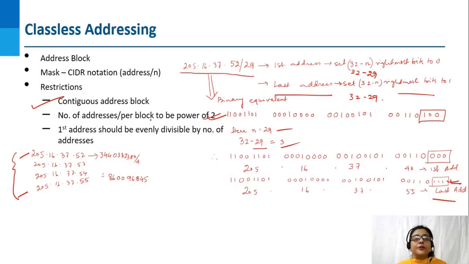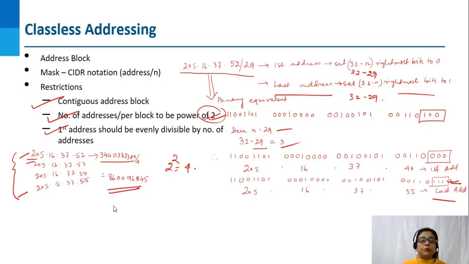Now, the number of addresses per block should be a power of 2. Since there are 4, it is 2 to the power 2, so it is a power of 2. The second restriction is also valid. And the third: the first address should be evenly divisible by the number of addresses. If you convert the first address to decimal and divide it by the number of addresses, which is 4, you get an integer. So these are the restrictions imposed on classless addressing.